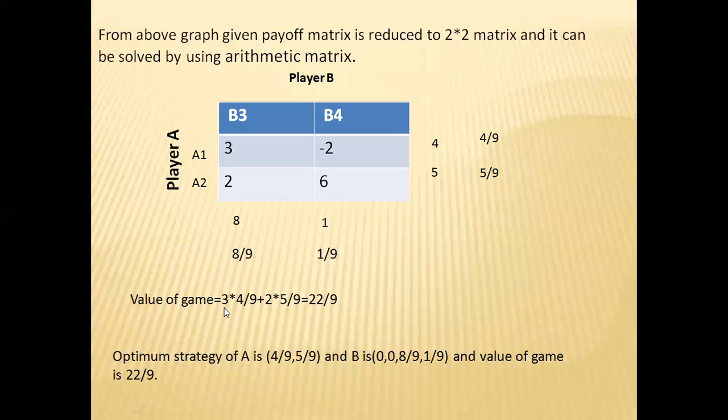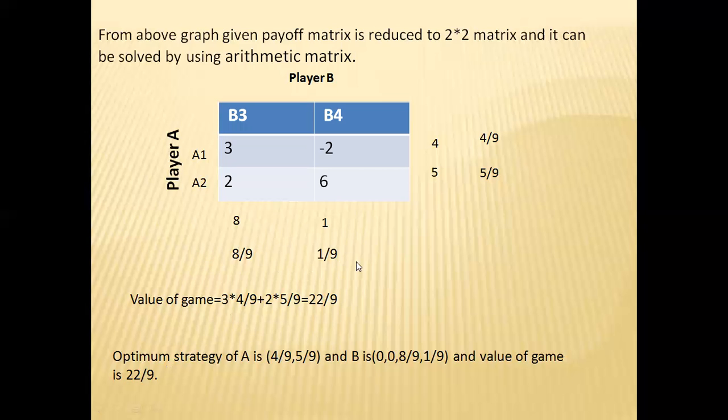And hence the value of the game, if the odd strategy has been taken towards A, is 3 into 4 by 9 plus, sorry, minus into minus 2 into 5 by 9. So minus into minus, plus 2 into 5 by 9, that is equal to 22 by 9. And simultaneously it is calculated for this also: 3 into 8 by 9 minus 2 into 1 by 9, and plus of minus 2 into 8 by 9 and 6 minus of 6 into 1 by 9. So these will be the values, and hence the obtained value of any one of them leads towards this 22 by 9.